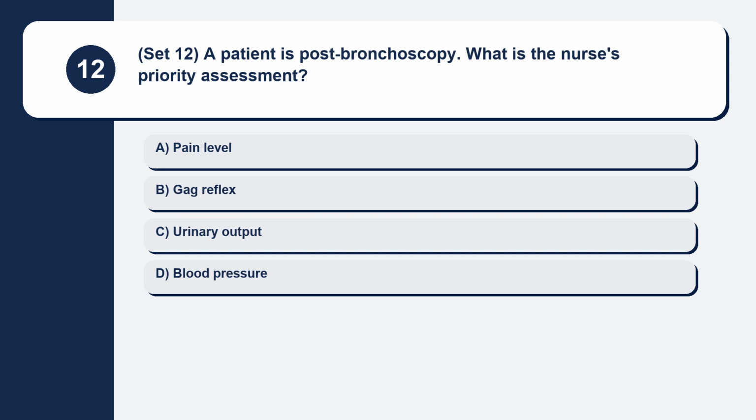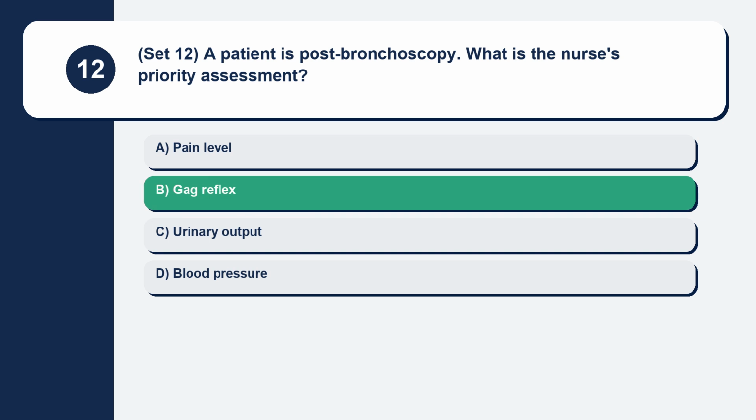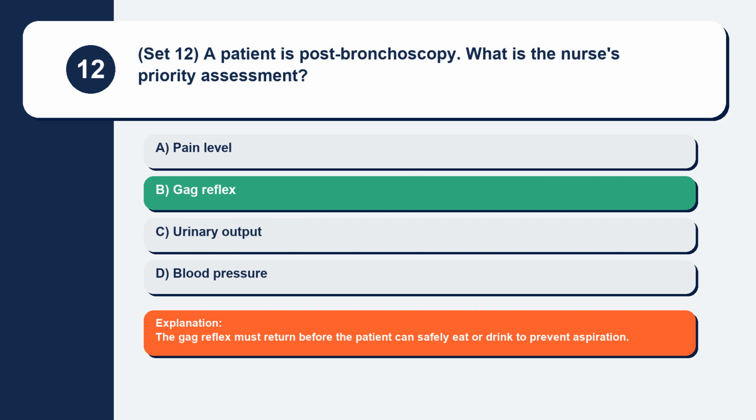Question 12, Set 12. A patient is post-bronchoscopy. What is the nurse's priority assessment? Pain level, gag reflex, urinary output, blood pressure. The gag reflex must return before the patient can safely eat or drink to prevent aspiration.